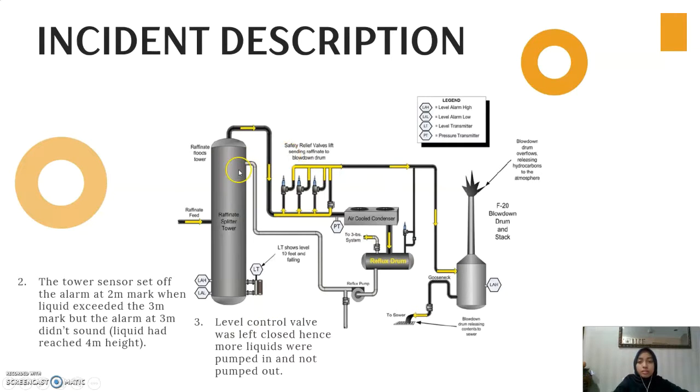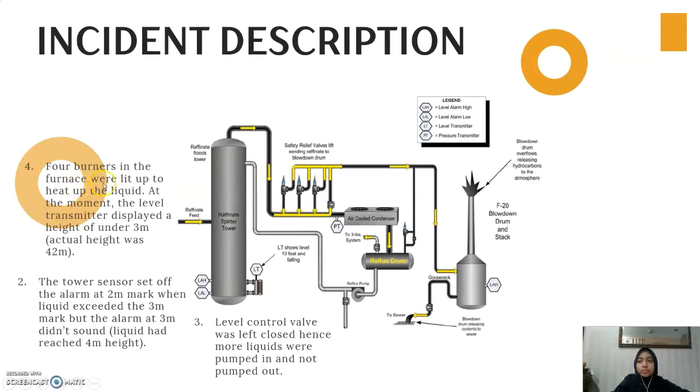This is not a detailed layout. Basically, there is a pipeline here where it connects to the heavy raffinate storage. When the level control valve was closed, no liquid could be pumped out. Since more liquid was pumped in, the height of the liquid inside the tower kept increasing. Next, the 4 burners in the furnace were lit to heat up the liquid. At the moment, the level transmitter displayed a height of under 3 meters when the actual height was 42 meters, which is almost 100% of the tower.